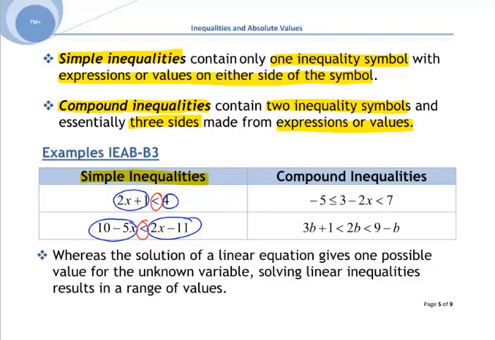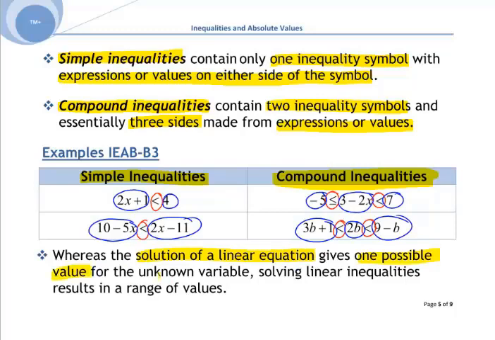In contrast, for compound inequalities, we look at the first one here, we have 1 part, 2 parts, 3 parts. And the reason why we have 3 parts is that there are 2 inequalities. Okay, same with the next one. 1 part, 2 parts, 3 parts, and 2 inequalities. Now, whereas a solution of a linear equation gives one possible value for the unknown variable, solving linear inequalities results in a range of values.